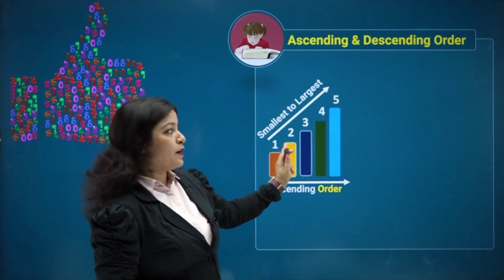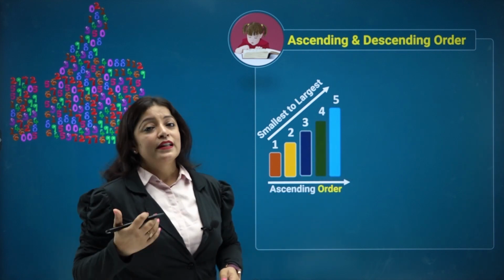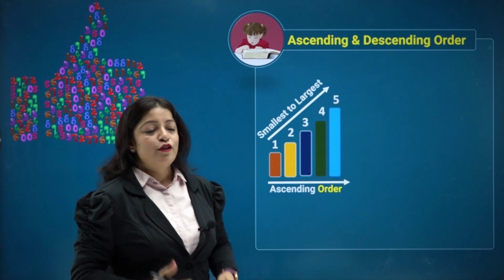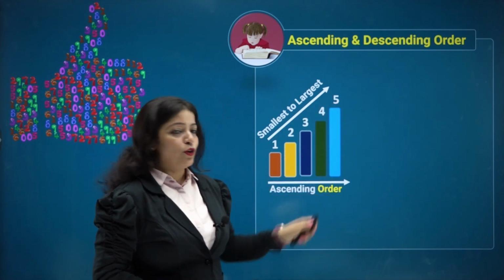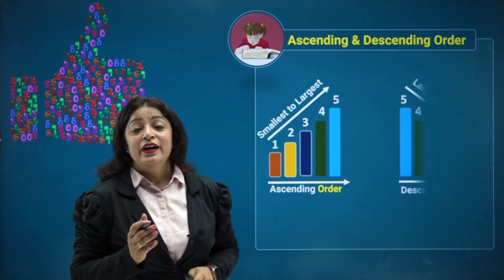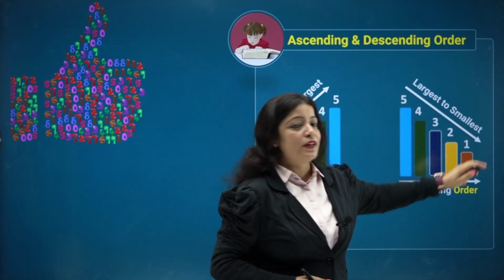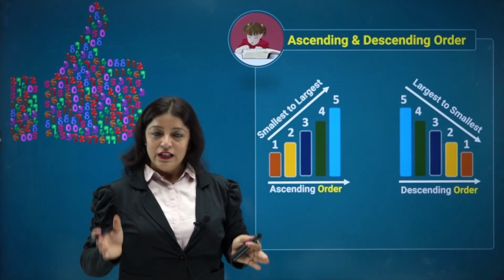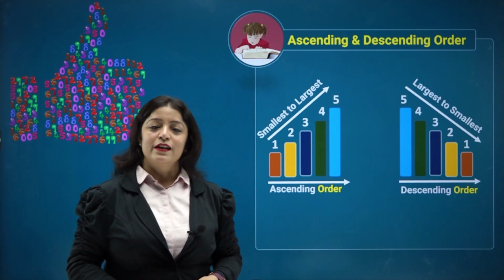For example, if we are comparing 1, 2, 3, 4, 5 and we want to write it in ascending order, that means we have to arrange the numbers from the smallest to the largest number. This is ascending order, and its opposite is descending order. So in descending order, we have to write the numbers from largest to smallest. That means first of all, the largest number is written, and after that we go on decreasing the number.